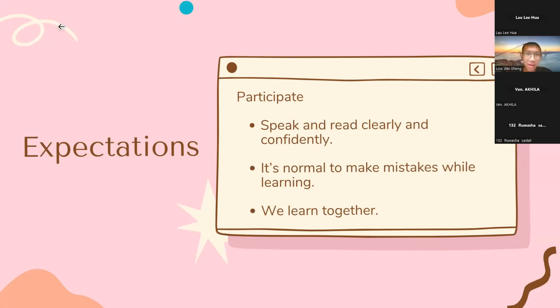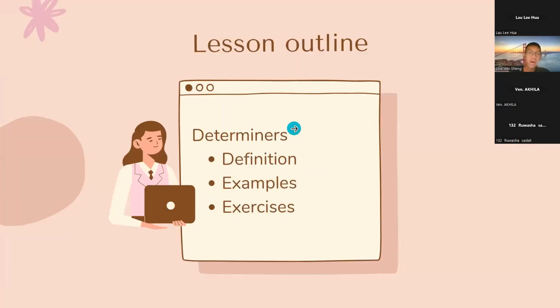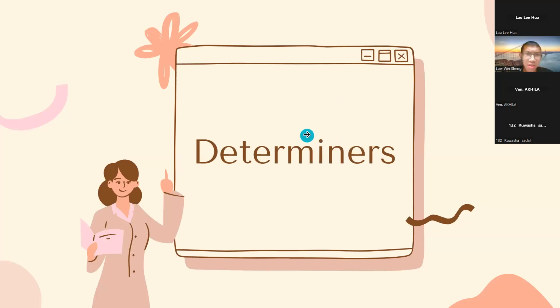So today we'll be learning about determiners. I'll be giving some definitions, and then I'll go through some examples with you, and then lastly we will do some exercises. Today we will mostly do exercises. The definitions will be more of a recap since I believe you all have learned this last time. So what are determiners?